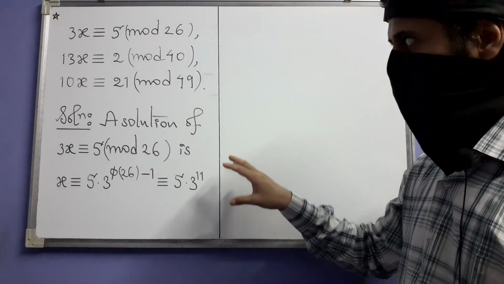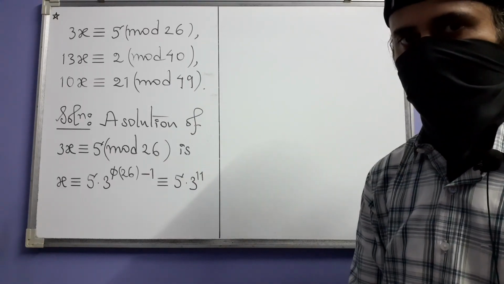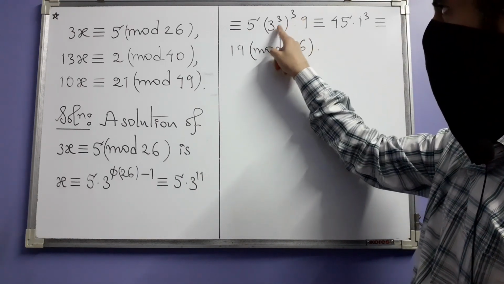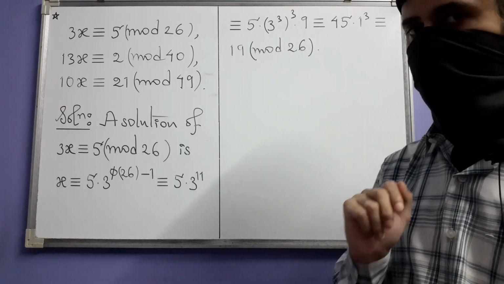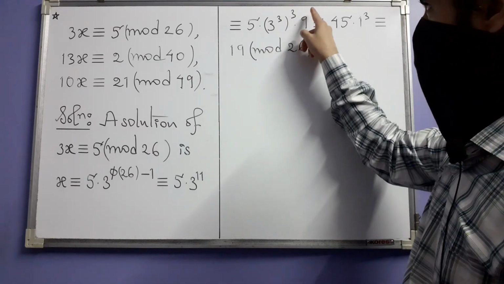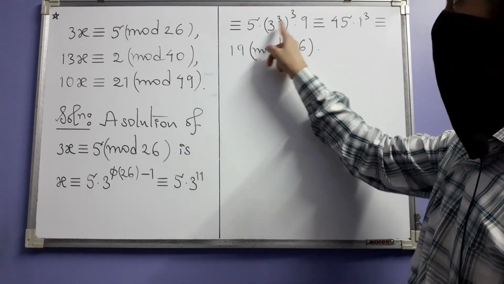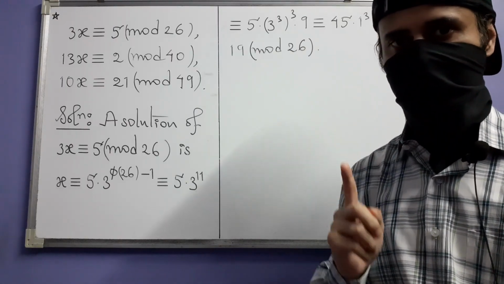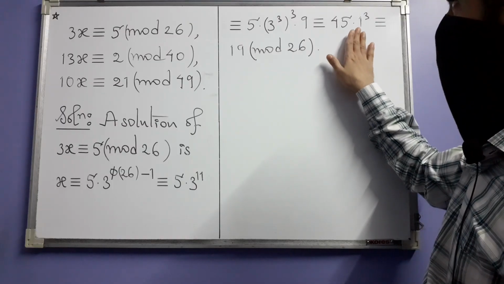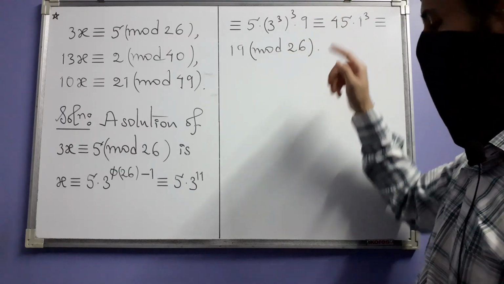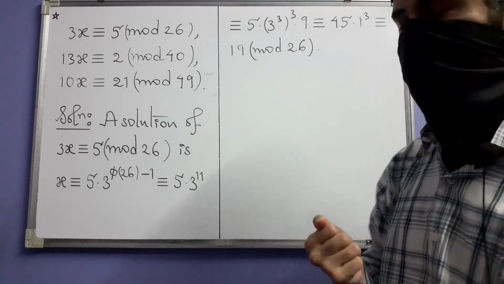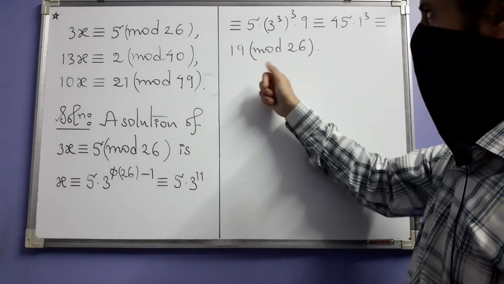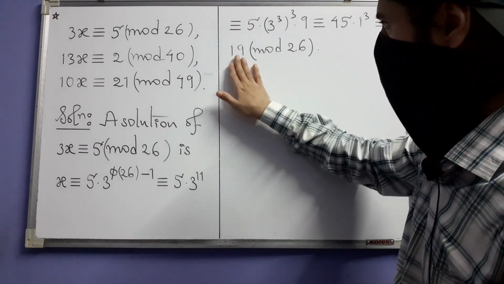Now all we have to do is reduce this modulo 26. We split this 11th power of 3 like this. The cube of 3 cube, because if you multiply these two 3's, you are going to get 9. 9 plus 2 is 11. So 5 times 9 is 45, and what is 3 cube? 3 cube is 27, which is congruent to 1 modulo 26. So there you have a simplification. It becomes 1 cube. So this is congruent to 45 times 1 cube, and 45 is congruent to 19 modulo 26. So this is your answer.